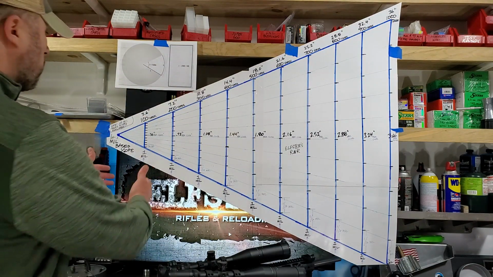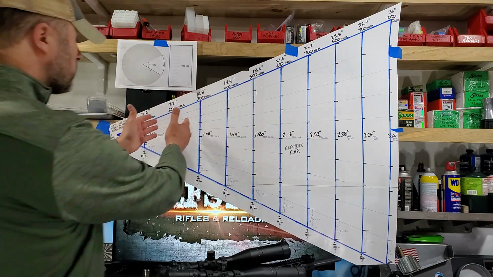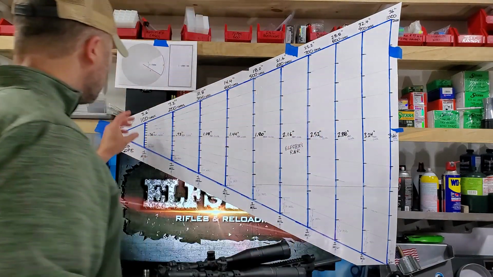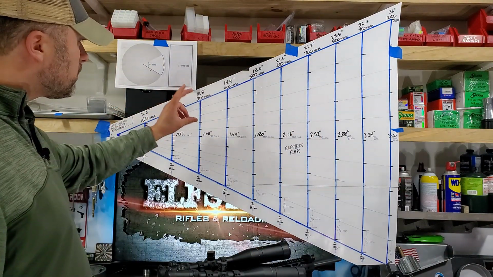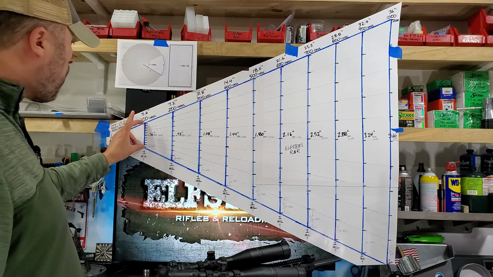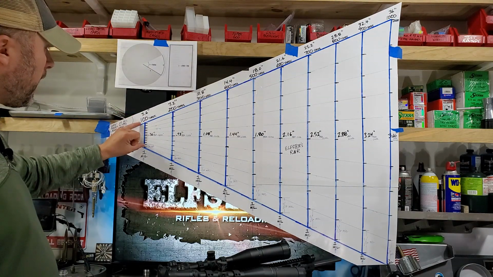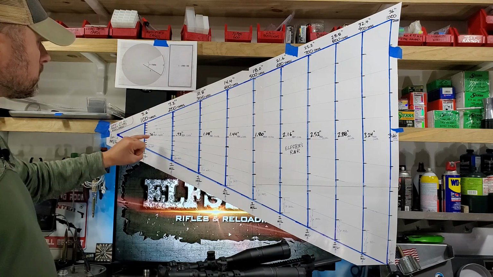So now in this example, I have 100 yards between each segment, 1 football field between each segment here. So 100 yards, 200 yards, 300 yards. You can see that 1 mil at 300 yards is a measurement adjustment at 100 yards of 3.6 inches.